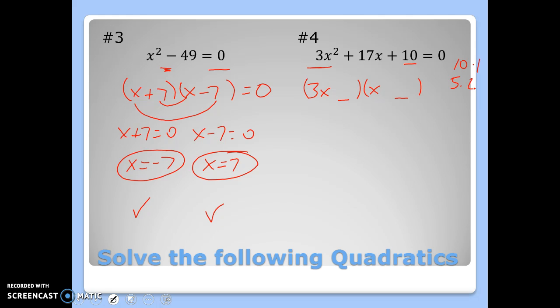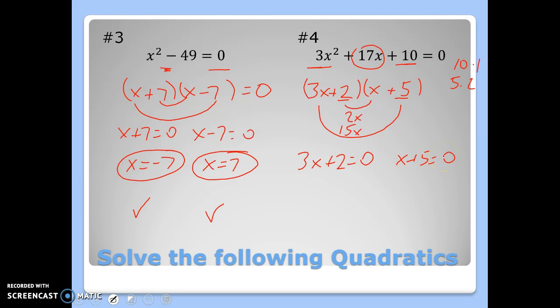Let's see, if I put the 5 here and the 2 here, and I make them both positive because I need a positive 10 here, this is then going to be 2x. 3x times 5, that's 15x. And 2x plus 15x does indeed give me the 17x. So then I'm going to set both of those terms equal to 0. Either the 3x plus 2 is equal to 0, or the x plus 5 is equal to 0.